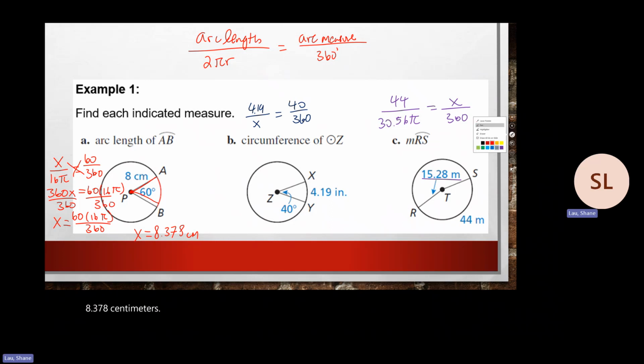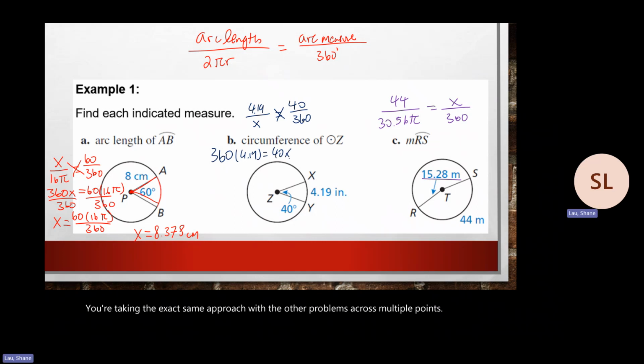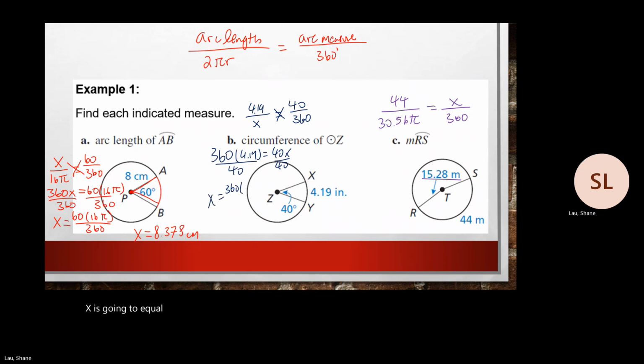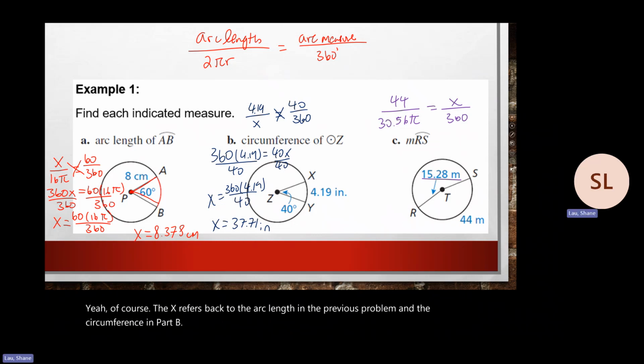You're taking the exact same approach with the other problems. Cross multiplying. You get 360 times 4.19 equals 40x. Divide by 40. X is going to equal 360 times 4.19 over 40. X will equal 37.71 inches. Yeah, of course, the x refers back to the arc length in the previous problem and the circumference in part B. Last but not least, part C.